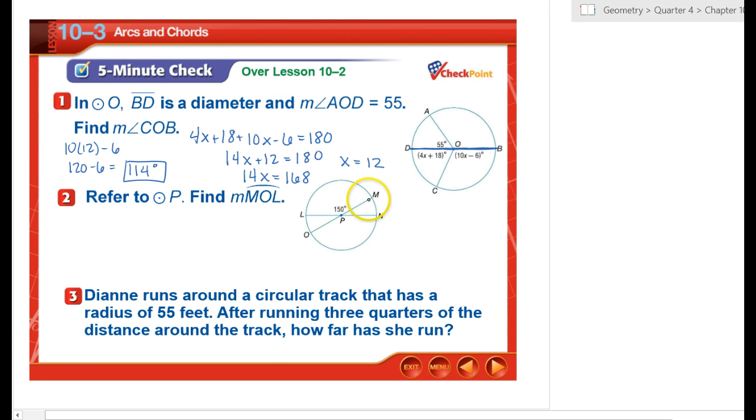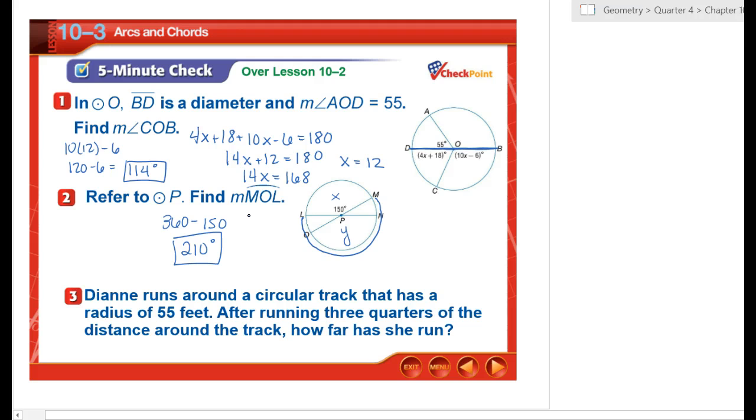Alright, trying to find the measurement of arc MOL. Okay, well, it's a major arc, so I can subtract out this minor arc to figure out what the major arc is. And I'm going to subtract out from 360, because there's 360 degrees in the circle. So 360 minus 150, that is 210. So 210 is the arc measurement.